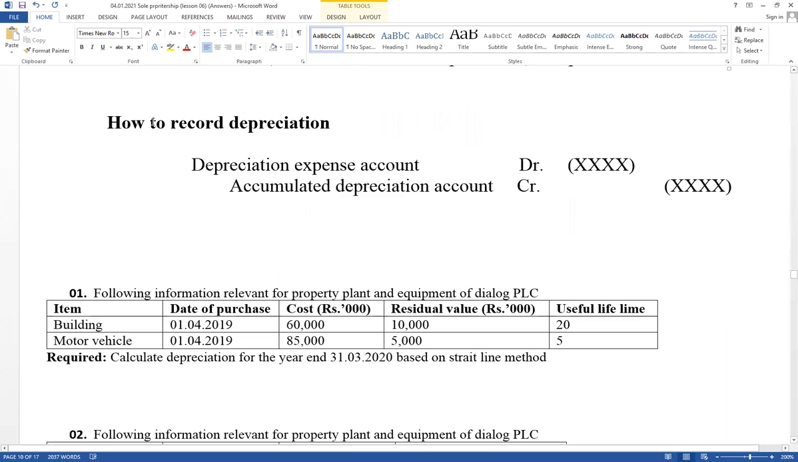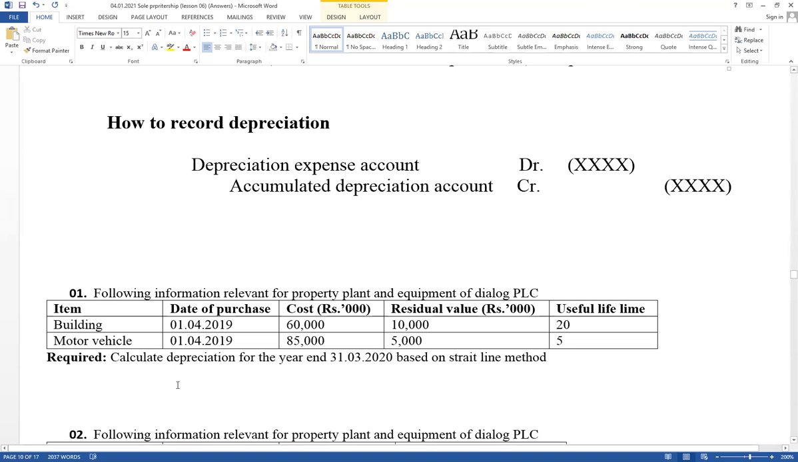This is the way you have to record. This is a double entry. That part I have discussed already, Lesson 3, double entry system. Depreciation expense account debit. Think about double entry. When we are going to record depreciation, expense account debit, accumulated depreciation account credit. This is a double entry.